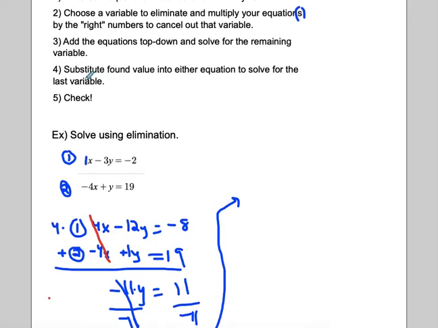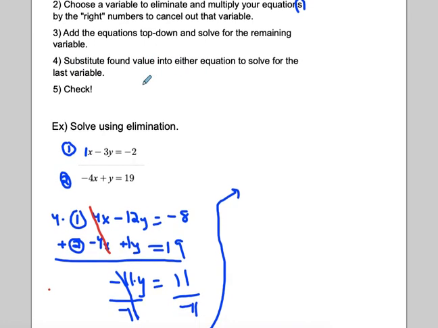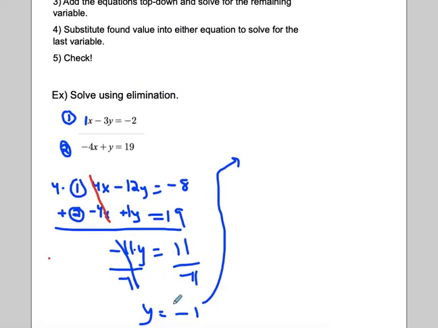This is now the same thing as the substitution. Once we get a value for x or y, then we can plug it into either equation and get the last one. So I got y equals negative 1. I'm trying to find x now, so I'm going to use the first equation, because the first one has a 1x in front, while this one has a negative 4x. It'd be more steps if I chose the second equation. So I'm going to choose equation 1, which says x minus 3y, but I now know y is negative 1, equals negative 2.